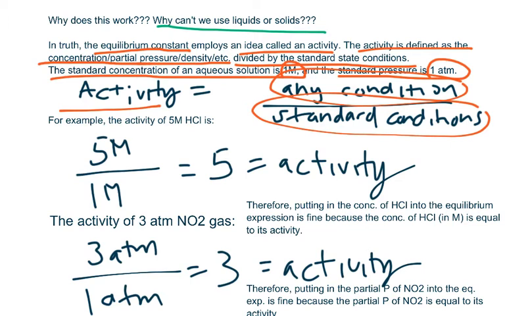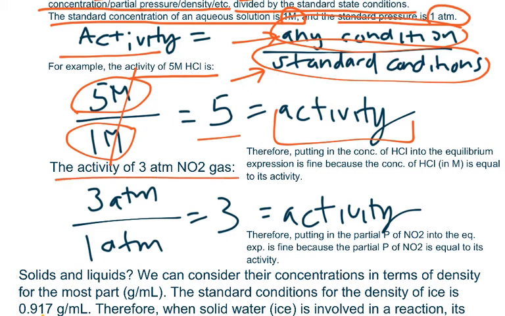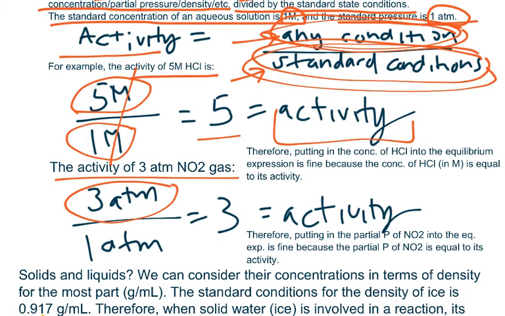Now, we can write this as an equation, so activity is equal to any condition divided by standard conditions. So, for example, the activity of 5 molar hydrochloric acid is 5 molar, or the any condition part, over the standard condition, which for a solution is always 1 molar. So 5 molar divided by 1 molar is actually 5, and that's the activity of 5 molar HCl. What is the activity of 3 atm NO2 gas? Well, 3 atm is our any condition, and our standard conditions are always 1 atm for pressure. So 3 atm divided by 1 atm is going to be 3, and that's our activity.